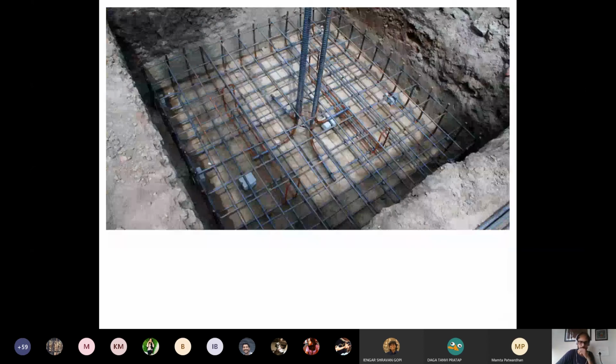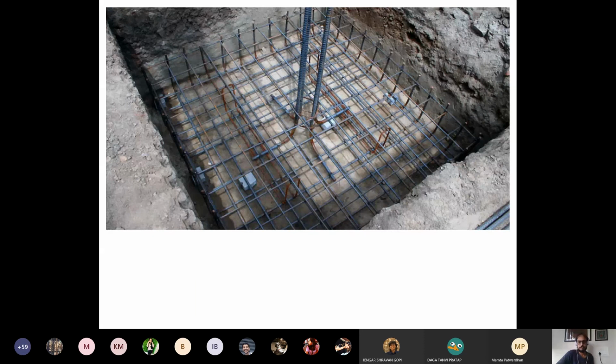Okay, and then here is an image of what the RCC footing cage will look like. If you notice, the main bars in a foundation are actually on the lower side, because that is the side which has to brace for counter forces coming from the soil, exerted from the column.